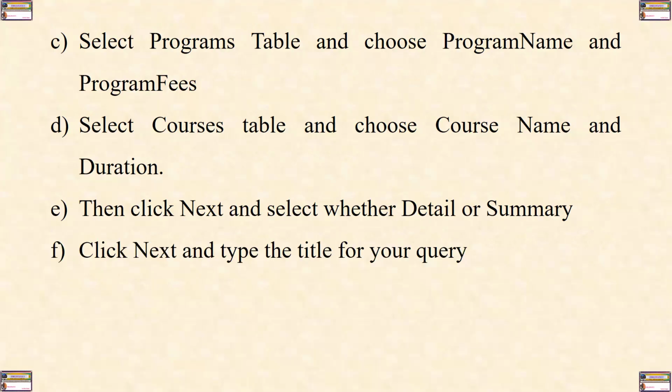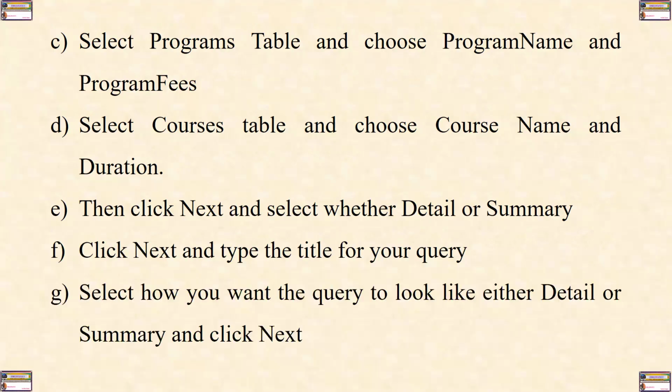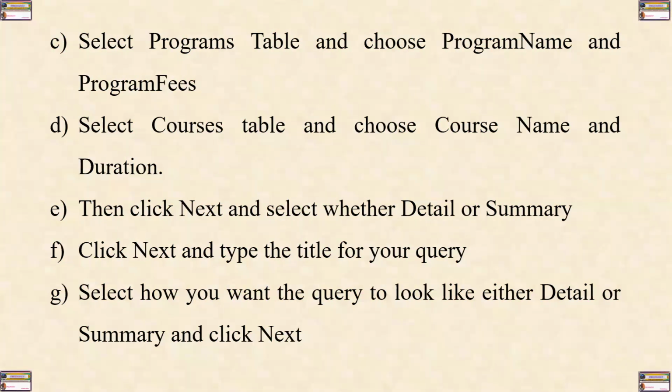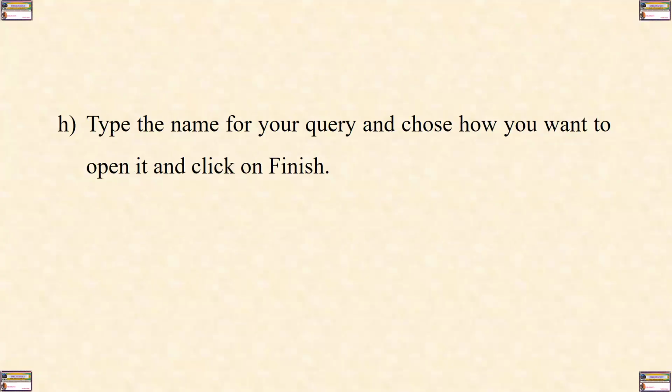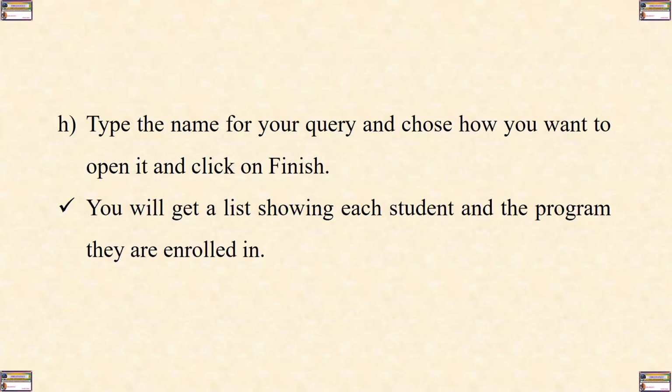Number six, click Next and type the title for your query. Number seven, select how you want the query to look, either detail or summary, and click Next. From there, number eight, type the name for your query and choose how you want to open it, and click on Finish. At this point, you'll be able to get a list or results for the query showing each student and the program they are enrolled in.